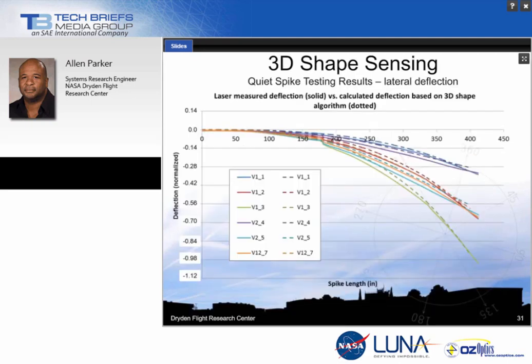Next slide. Here's the data of the 3D shape experiment that we did on the quiet spike. As you can see, the solid lines were data collected from the laser measuring device that Gulfstream had on site, and we compared our 3D shape capability of the FOSS system, which is the dotted lines, to that data, and you can see how well they compared here. And by the way, the data is normalized on the y-axis. Next slide.